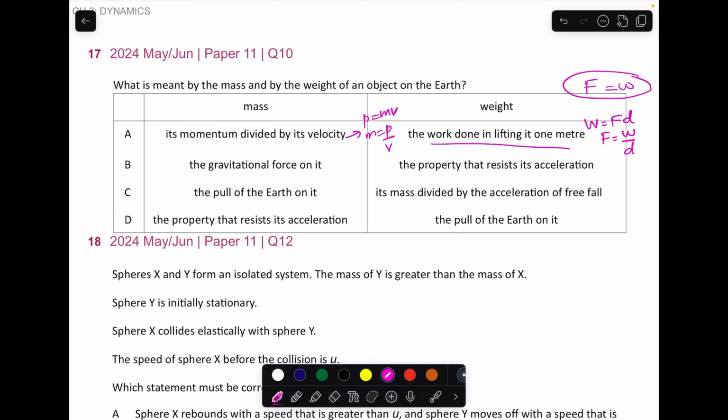How can we define the weight? Weight is the pull of gravity, or the force of gravity on the object. So it's option D that is correct. Okay.